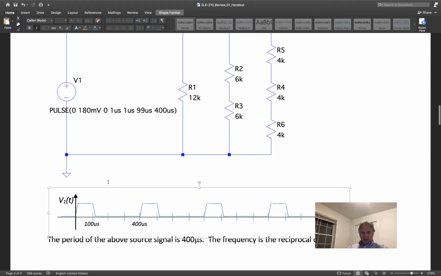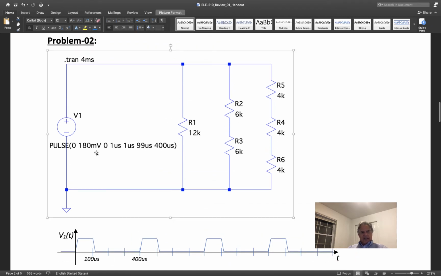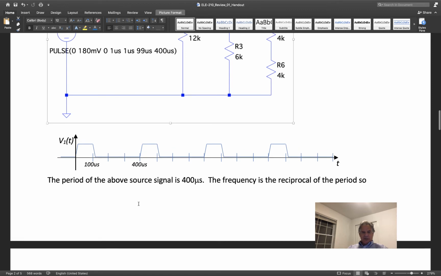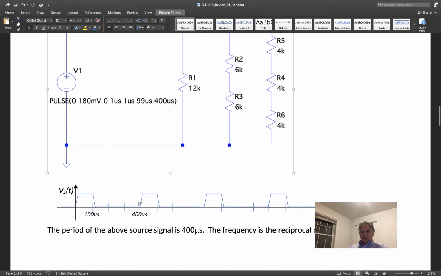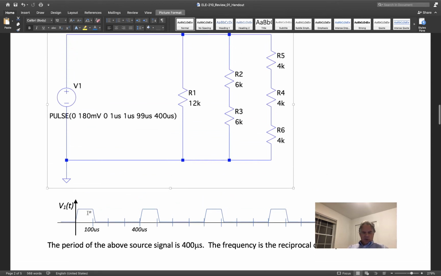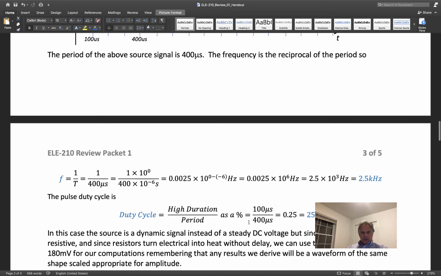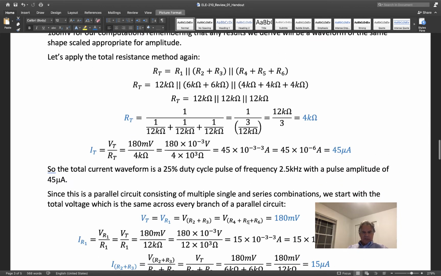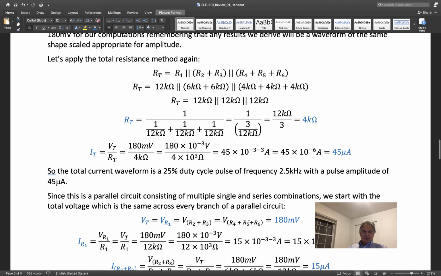And here it's a 180 millivolt pulse. So that's what we start with. But whatever we measure, it's going to look like this because resistors don't have any delaying function. They don't distort the signal. They just convert the electrical energy to heat immediately. And so we have that property going on for us.